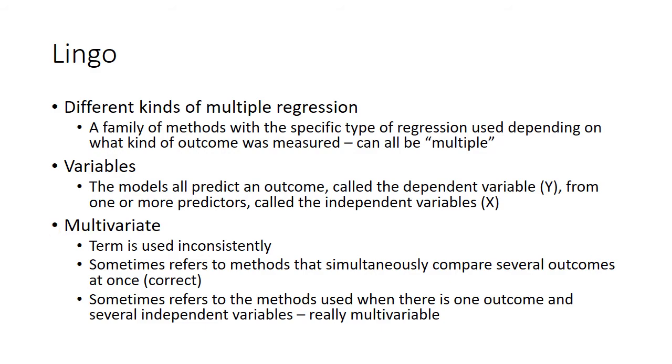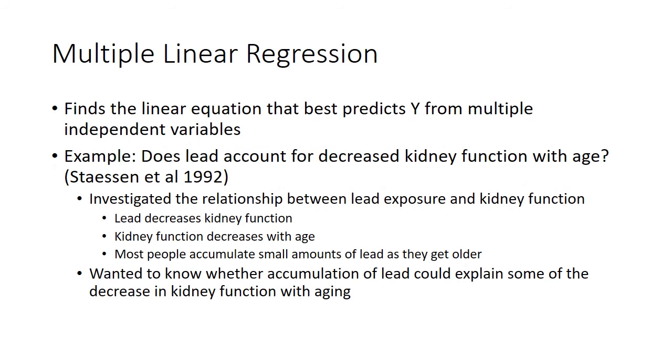With multiple linear regression, we can find the linear equation that best predicts y from multiple independent variables. One example of this was a study back in '92 asking: does lead, the metal, account for decreased kidney function with age? Basically, they were trying to investigate the relationship between lead exposure and kidney function. Lead is something we know to be nephrotoxic, and we also know that kidney function decreases with age.